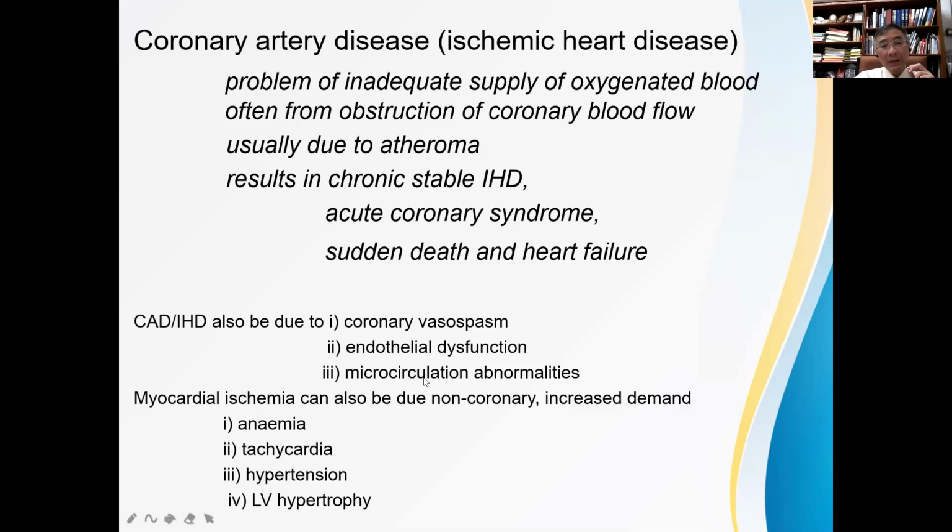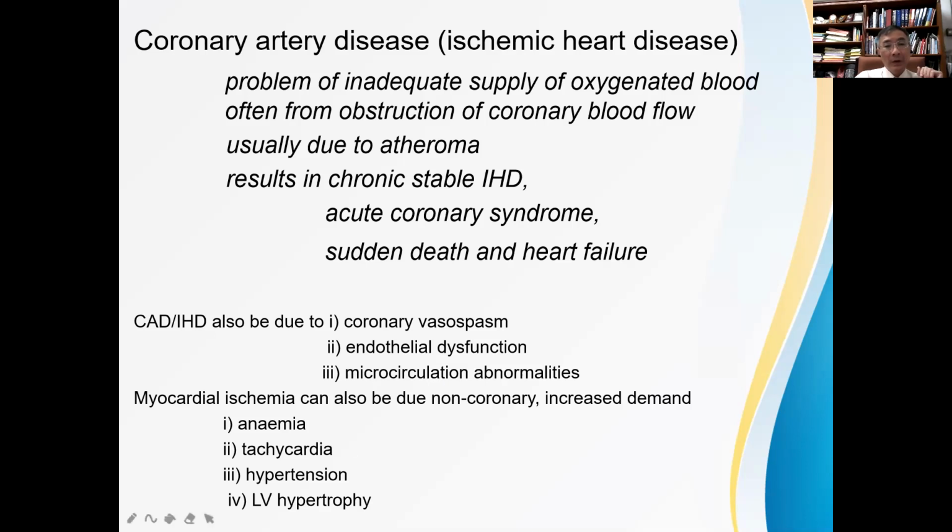Similarly, there can be problems with the microcirculation, which means these are the small circulatory vessels coming off from the major coronary blood vessels. And when these small vessels are diseased, there will similarly be a problem of supplying oxygen to the heart muscles where it is needed.